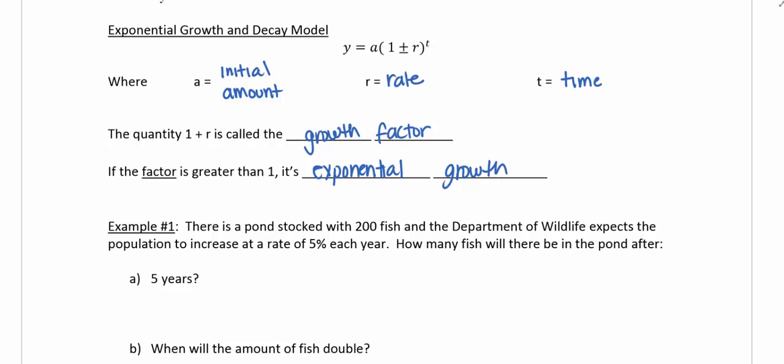Hi everybody, today's lesson is about exponential growth. So the first part of our notes is the exponential growth and decay model. That is a formula we're gonna use to take us through this lesson.